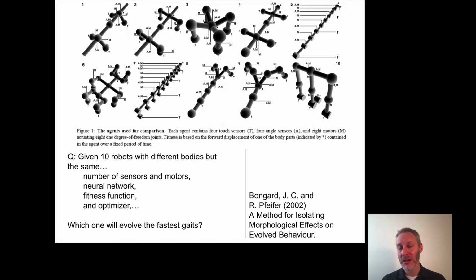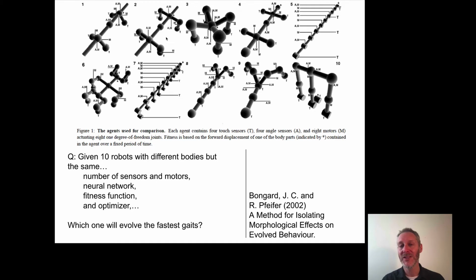So Rolf and I tackled this question by creating 10 different simulated robots. As you can see, obviously, they all have different body plans, but we tried to keep everything else about these robots the same. You'll notice in each of these 10 panels that there are four A's. These are four angle sensors or four proprioception sensors. Angle and proprioception are often synonymous when we're talking about rotational joints. You'll notice also that there are four T's in each panel. These are the four touch sensors. So each robot has four angle sensors and four touch sensors, so a total of eight sensors. And you'll notice eight M's in each of the panels corresponding to eight motors.